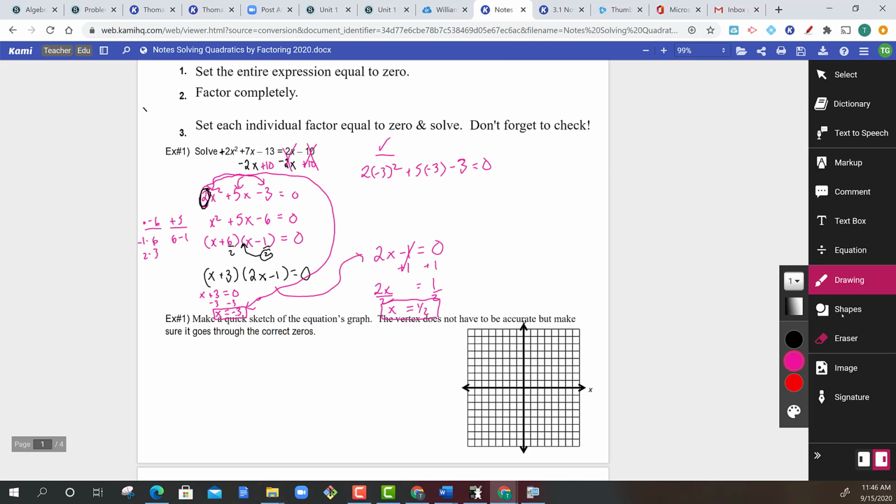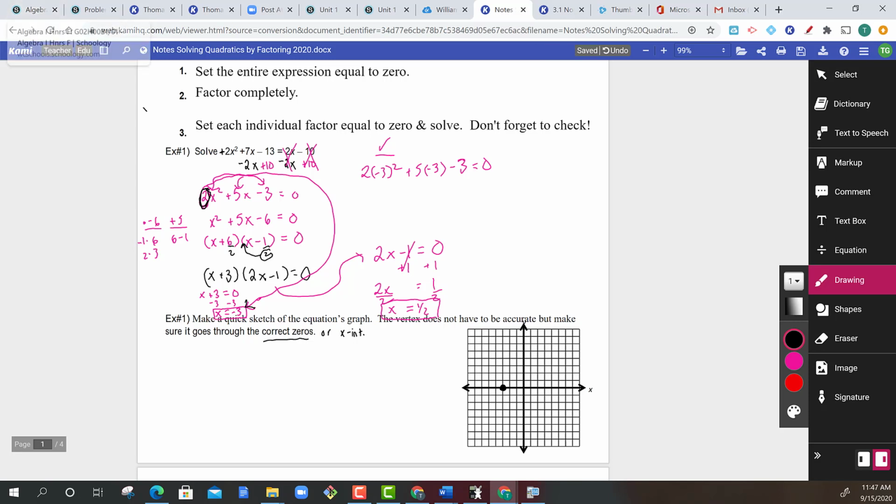Part 2 just wants you to realize that the solutions, remember, are also the x-intercepts. So x equals -3. This says just make a quick sketch of the equation's graph. The vertex does not have to be accurate, but make sure it goes through the correct zeros or x-intercepts. So this crosses the x-axis at -3, because again, we just said -3 makes the entire equation equal to 0. So that's why it's right there on the x-axis.